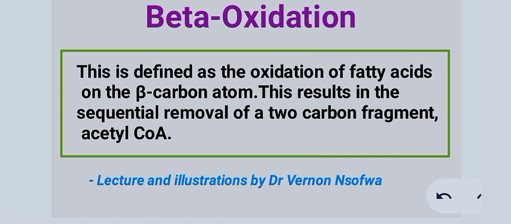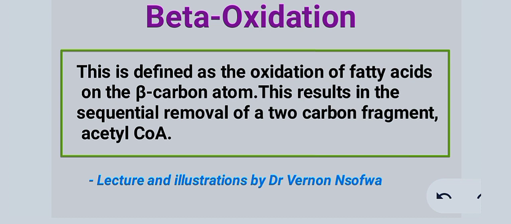In other words, we can define beta oxidation as the oxidation of fat acids on the beta carbon atom. This results in the sequential removal of a 2-carbon fragment, acetyl-CoA. So like I said, the product of beta oxidation is acetyl-CoA.